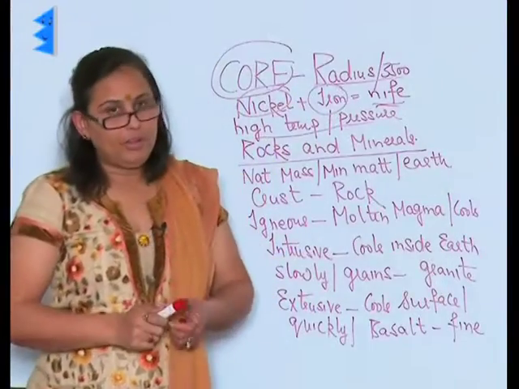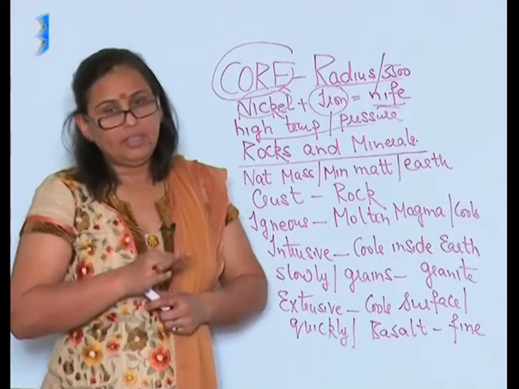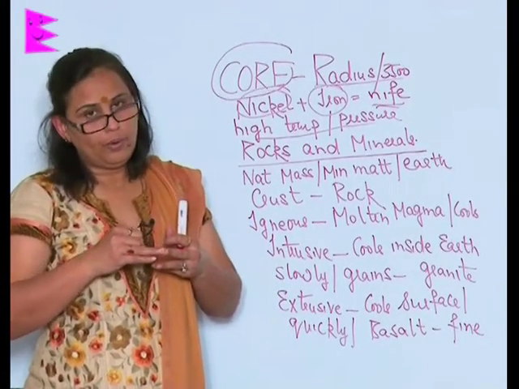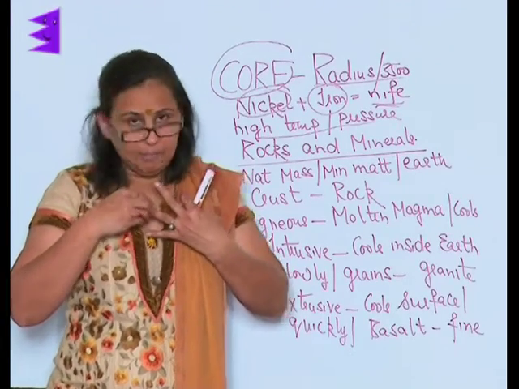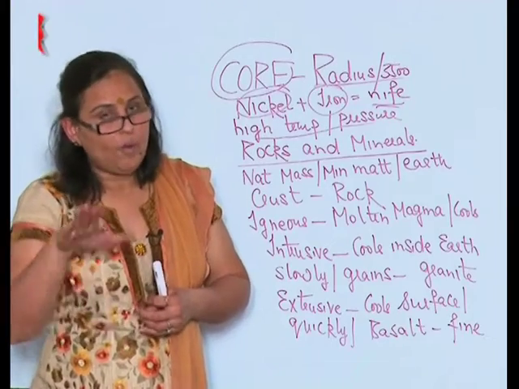So children, you have already observed that the three major layers of the earth are the crust, the mantle and the core. The crust is the uppermost layer, the mantle is the middle layer and core is the innermost layer of the earth.